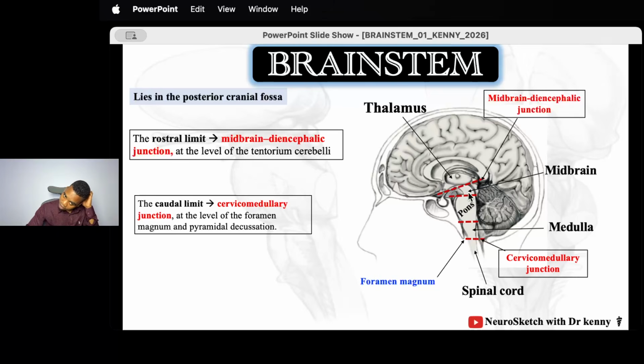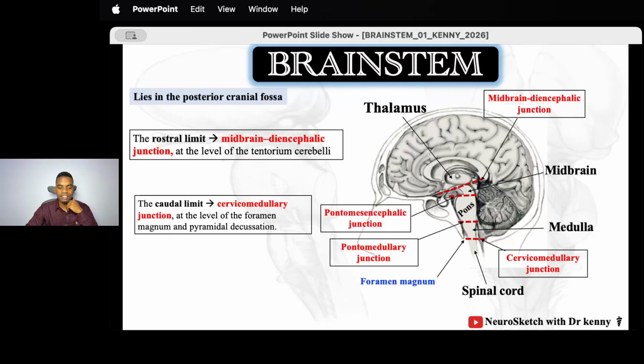So we also have junctions between different parts of the brainstem. For example, the junction between the midbrain and the pons is called the pontomesencephalic junction, because mesencephalic is from the mesencephalon. Remember, the midbrain is coming from the mesencephalon. But we also have a junction between the pons and medulla. This is easy: the pontomedullary junction, a junction between pons and medulla.